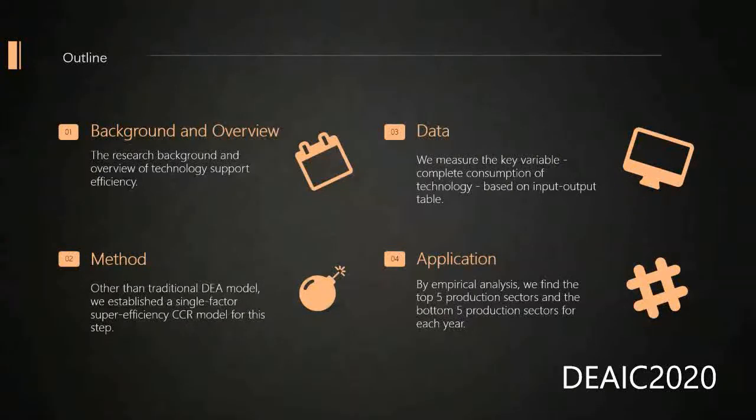This presentation consists of four parts. The first part is a brief background introduction and literature overview. Then we establish a single factor super efficiency CCR model, which is different from the traditional DEA model. In the third part, we calculate a K variable based on the input output table. At last, I will introduce an application of this method. Especially, I find out the top five production sectors and the bottom five production sectors for each year.